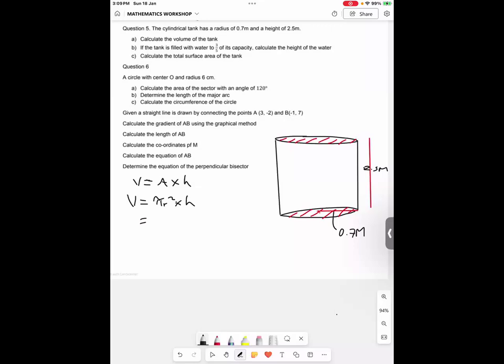We know the pi value is 3.14, and we are told that the radius is 0.7, so that's 0.7 squared. We're going to times that by the height, which is 2.5. So go ahead and process that calculation for me, please: 3.14 multiplied by 0.7 multiplied by 0.7 multiplied by 2.5.